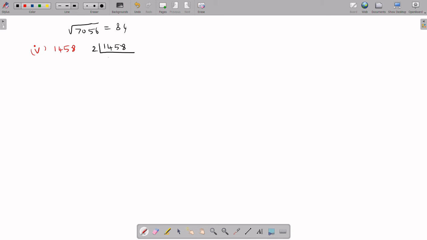7 2s are 14, and here you have 2 2s are 4, and 1 is there. 9 2s are 18. So 729 is there. 9 is there now, so it does not go with 2. So we check with 3. Okay, 2 3s are 6, and remaining you have 1. 4 3s are 12, and 3 3s are 9. Again, this ends with 3, so we use the third table. So here we have 8 3s are 24, and 1 3s are 3.